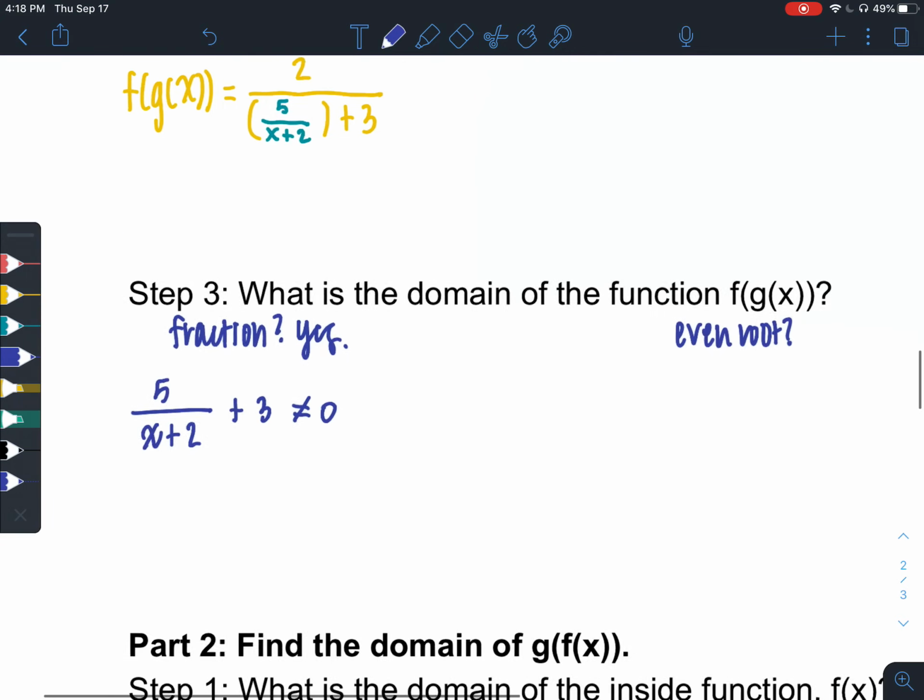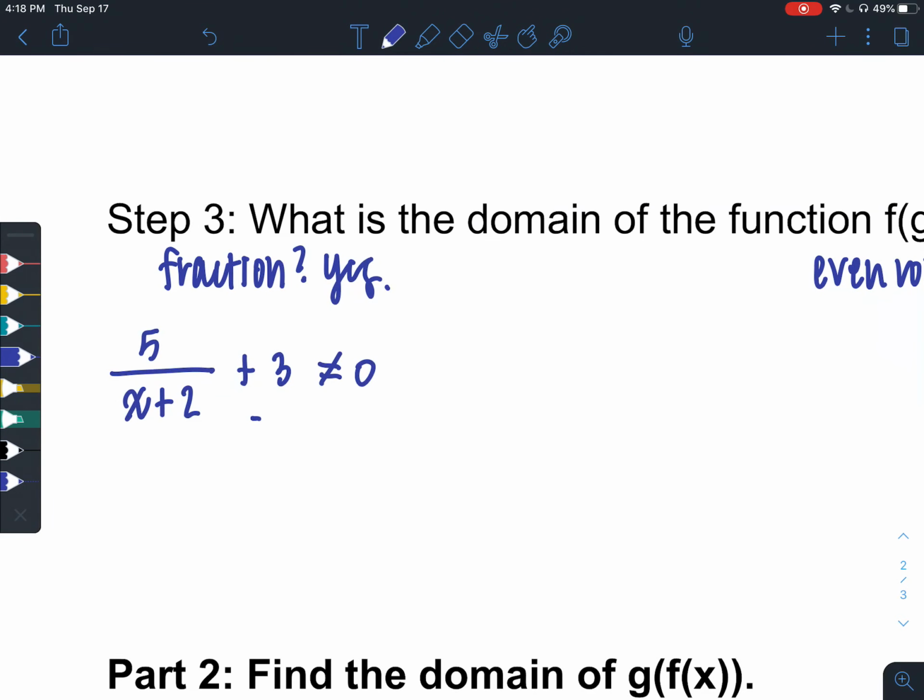All right, so I'm going to walk through this here. Go ahead and subtract 3 from both sides. We get 5 over x plus 2 is not equal to negative 3. Stick that over 1 so that we can cross multiply to get 5 does not equal negative 3 times x plus 2.